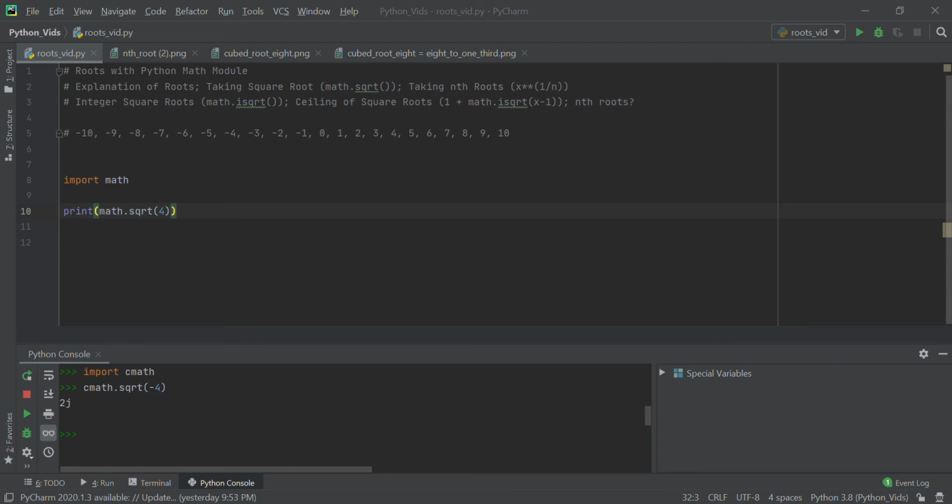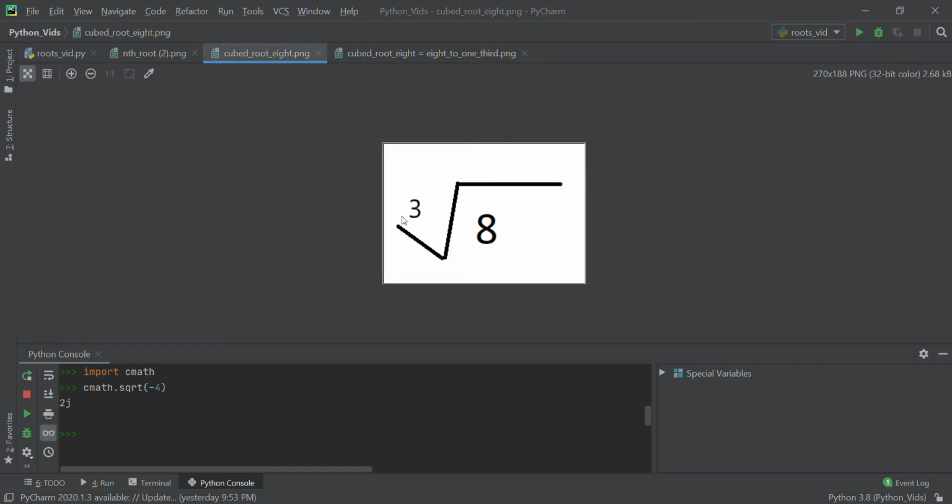What about taking the nth root of something? Going back to our picture of this cubed root of 8, what if we wanted to take the cubed root of 8 in Python instead of the square root? Well, for square root, we have this math.sqrt. It's really nice. It's this one function in the math module.